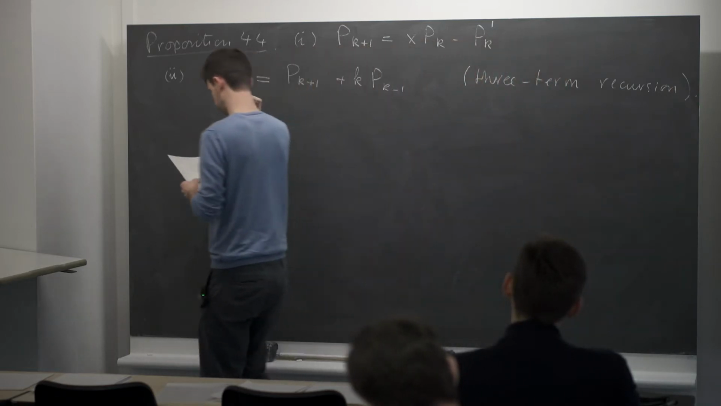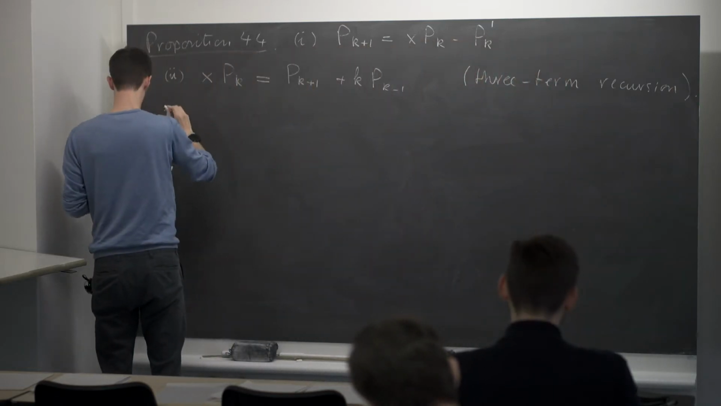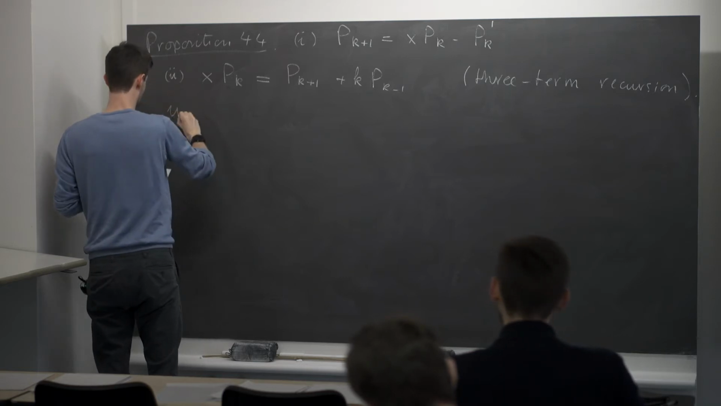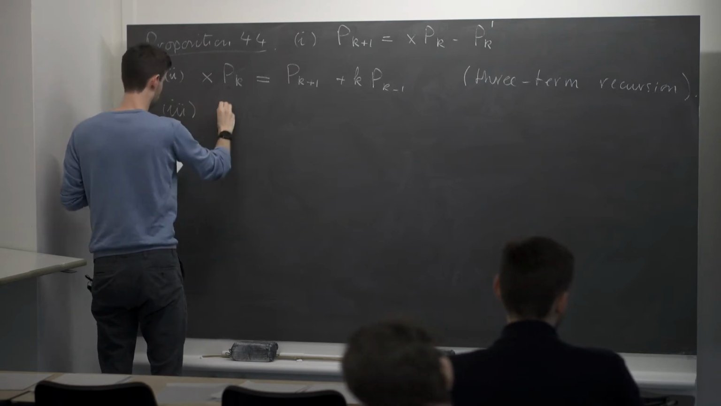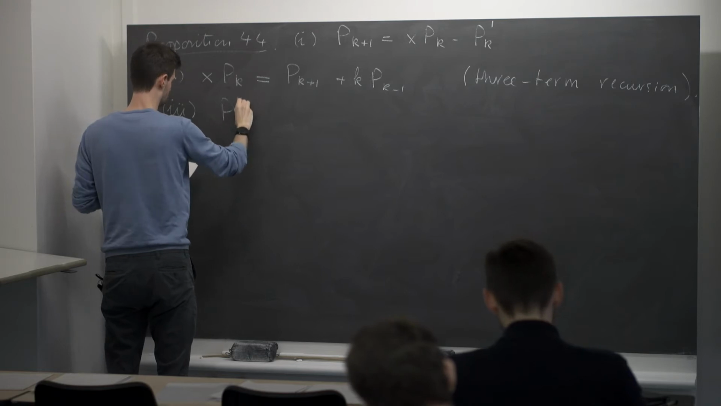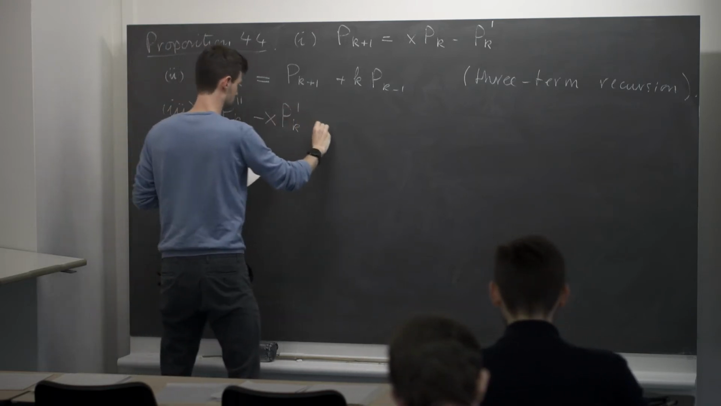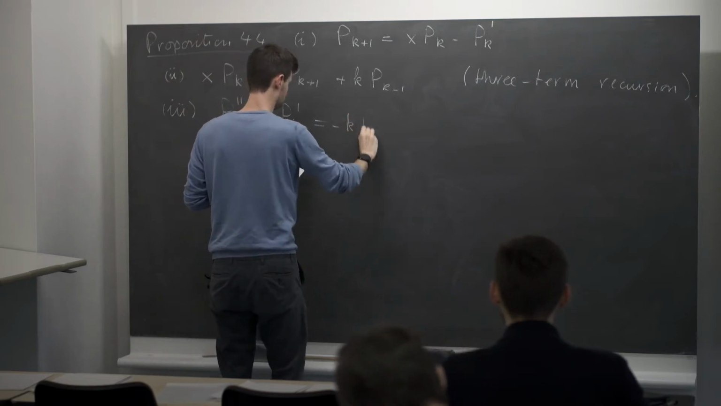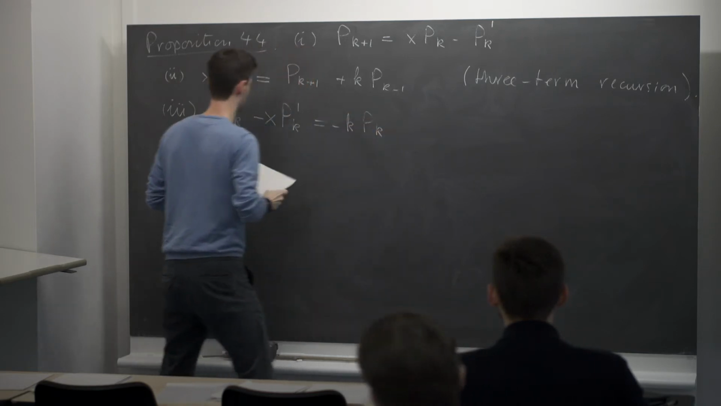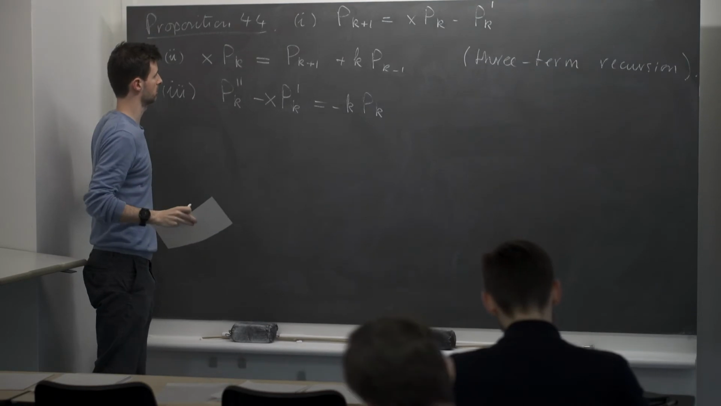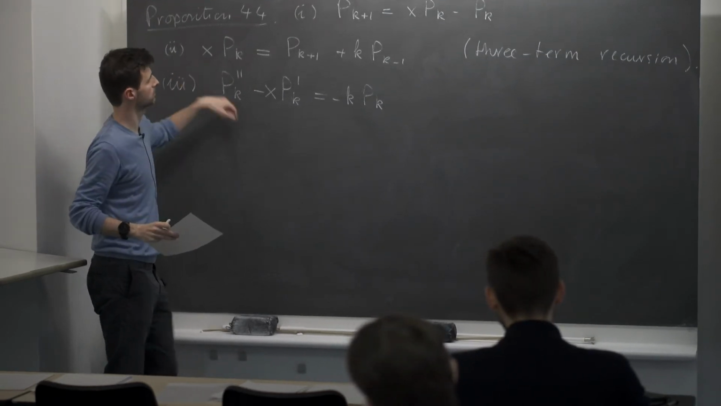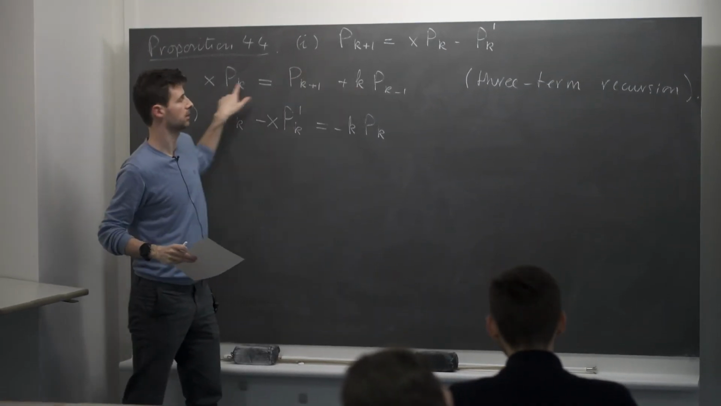And finally, I will need another identity. We will need an identity for the second derivatives as well. Okay, so that's another identity for the second derivatives, which basically follows just by differentiating the first one and applying the second one.